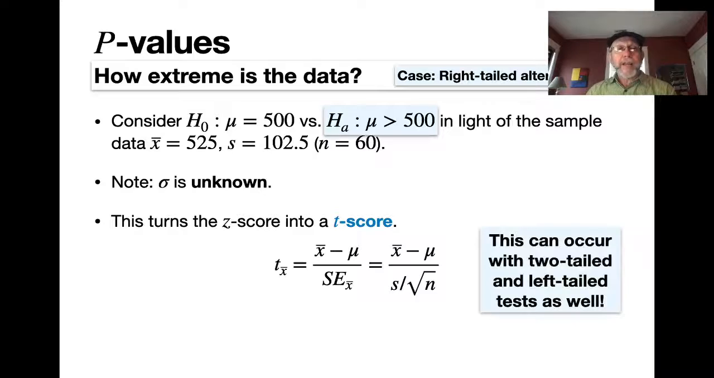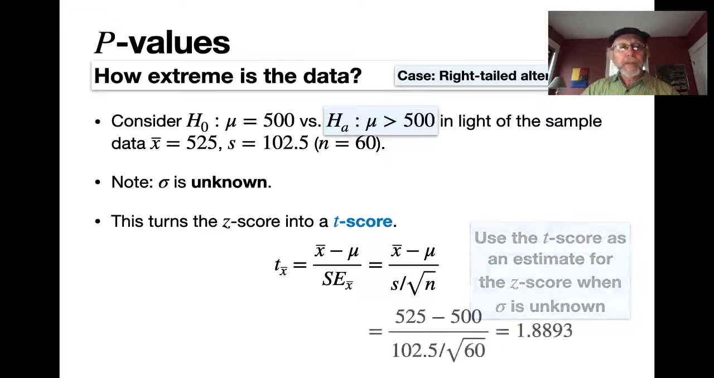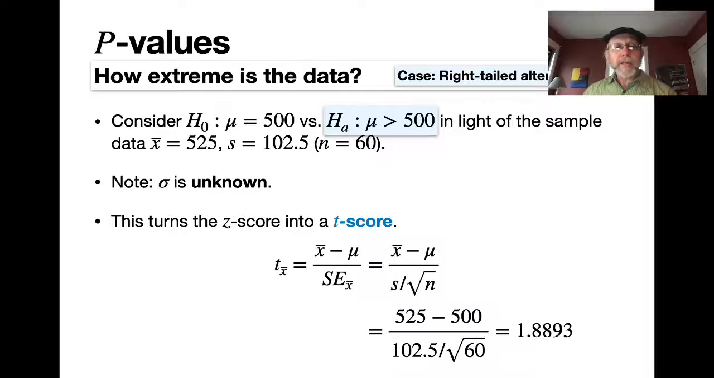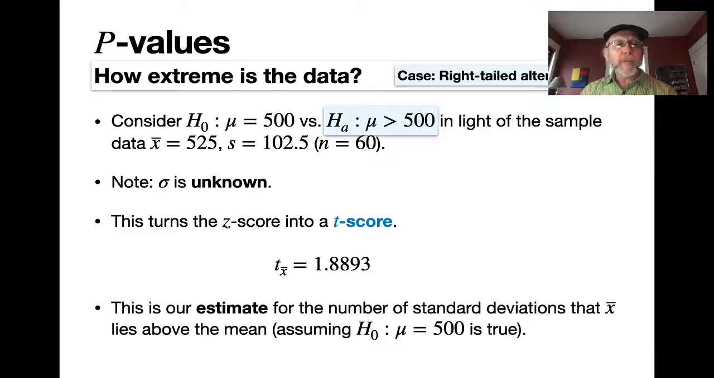And I would just point out that this really has nothing to do with the fact that we're doing a right-tailed test here. It simply has to do with the fact that sigma is unknown. This can happen no matter what kind of alternative you have. We basically use the t-score as an estimate for the z-score when sigma is unknown, and we interpret it in the same way. That is, plugging in what we know now to the t-score, we find a t-score of 1.8893, and you read that as our estimate for the number of standard deviations that x bar lies above the mean, assuming that the null hypothesis that mu is equal to 500 is in fact true. So we estimate that that sample mean of 525 is about 1.8893 standard deviations above the mean of 500, assuming that that is in fact the true mean.